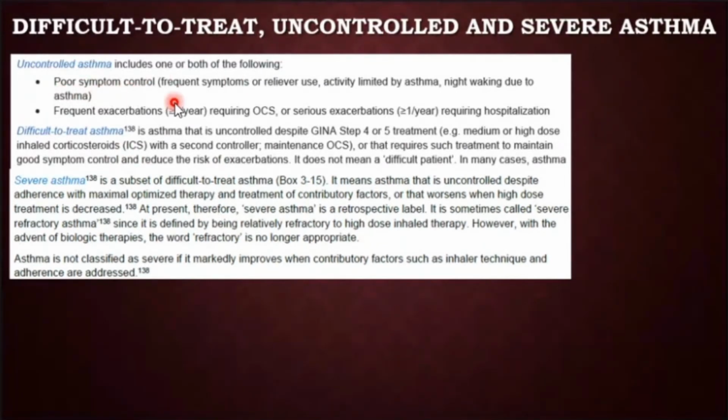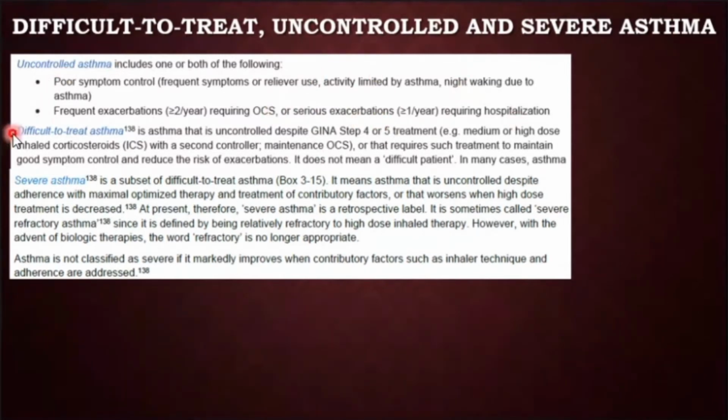There's poor symptom control, that means the patient has frequent symptoms or requires more reliever use, or the asthma is limiting the activity of the patient and he still has nocturnal symptoms due to asthma, along with a history of frequent exacerbations, more than 2 exacerbations per year requiring oral corticosteroids, or at least one serious exacerbation where a patient has been admitted to the hospital.